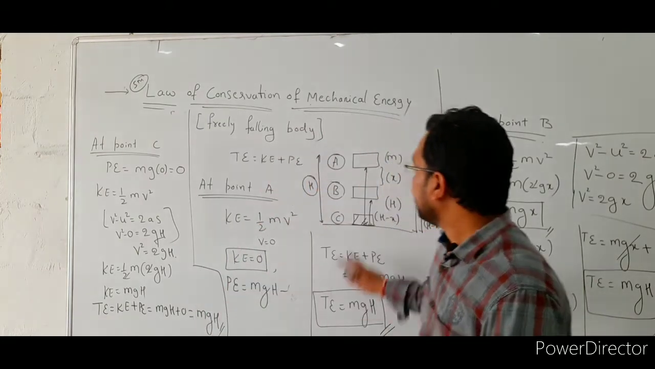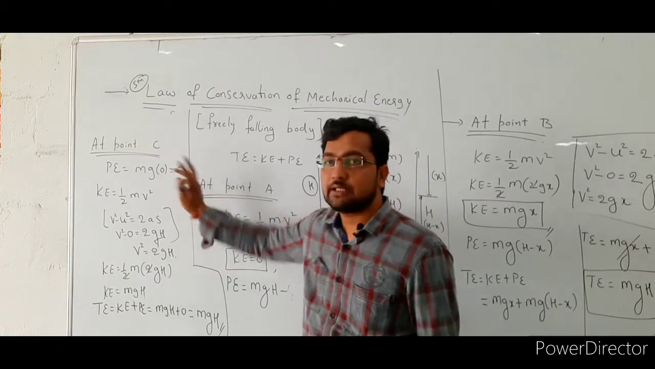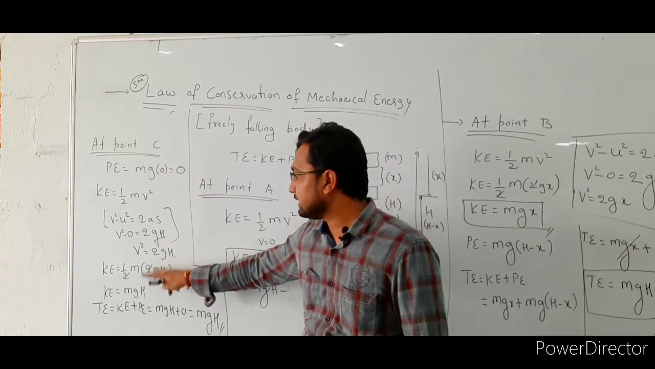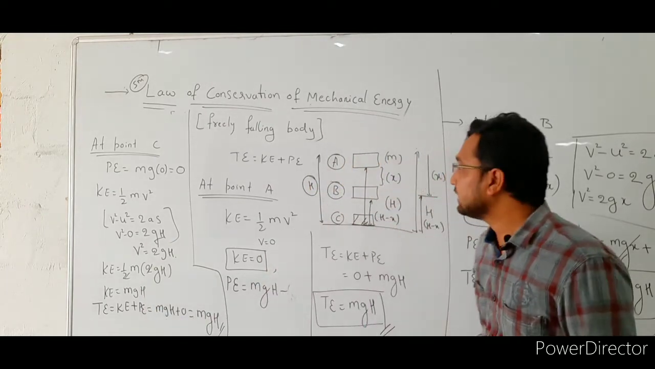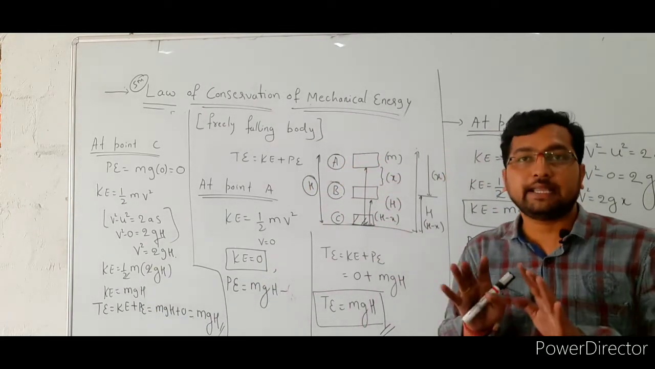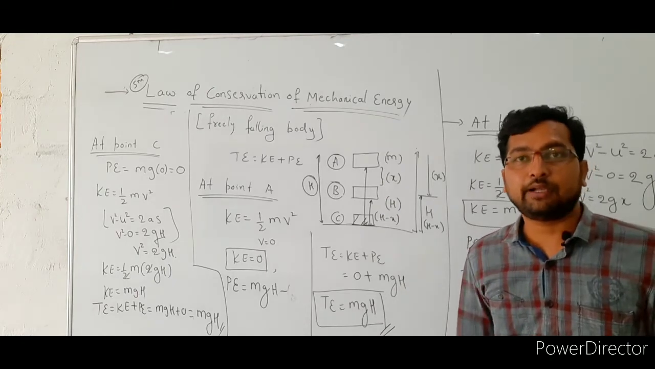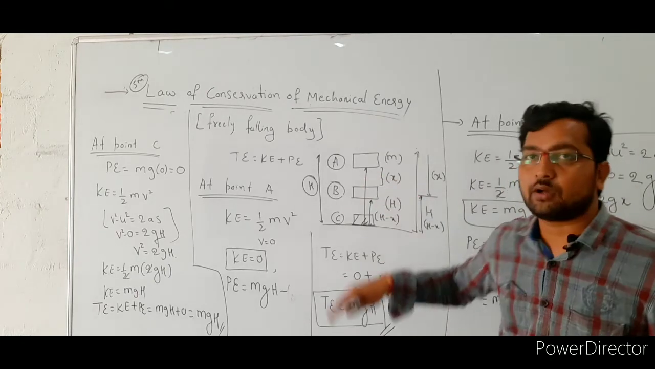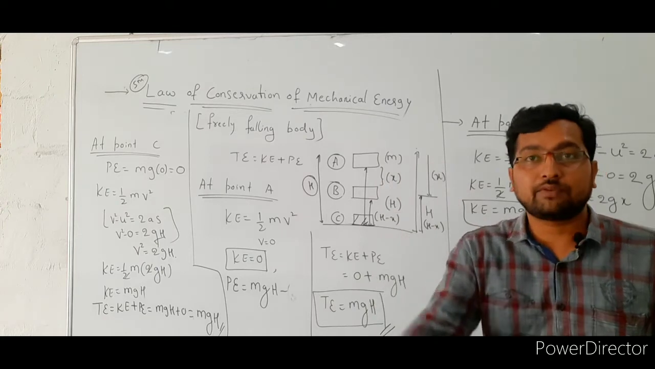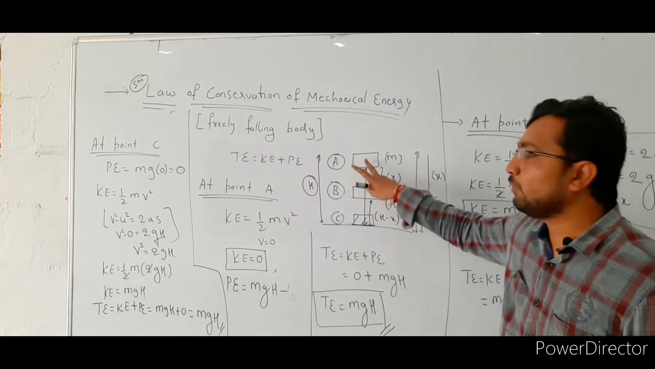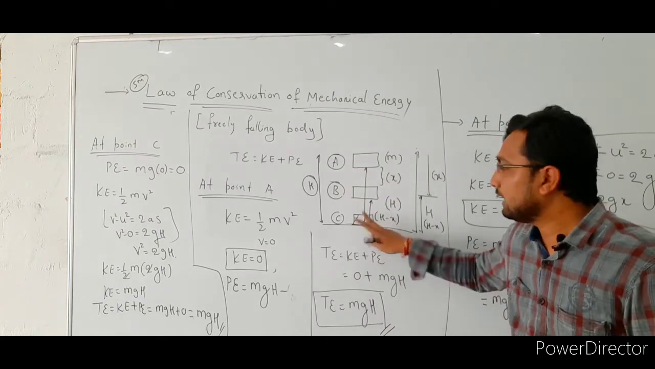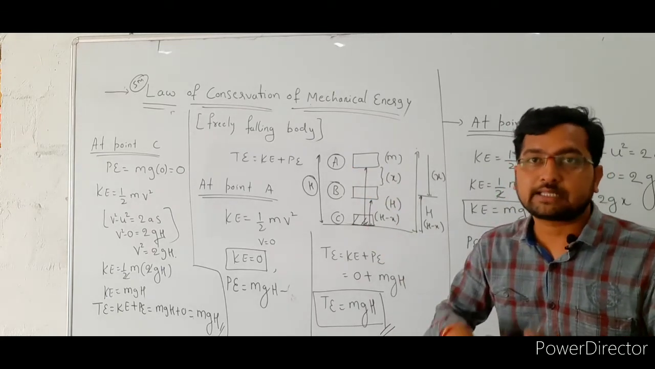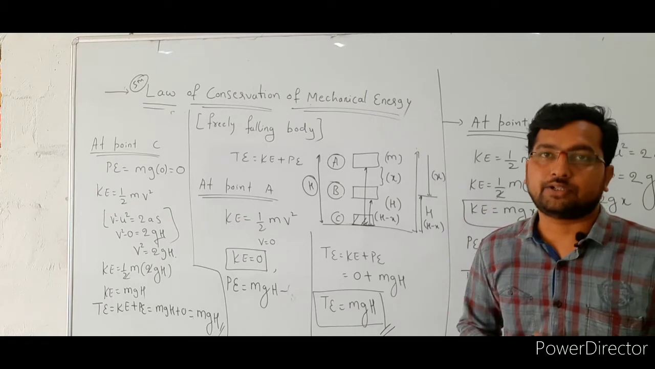The last one, at point C, the potential energy is 0 and the kinetic energy is mgh, so the total energy is mgh. In this case, the energy at any point is the same, but it is converting from one form of energy to another form. At point A, the kinetic energy is converting into potential energy. At point C, the potential energy is converting into kinetic energy, right?